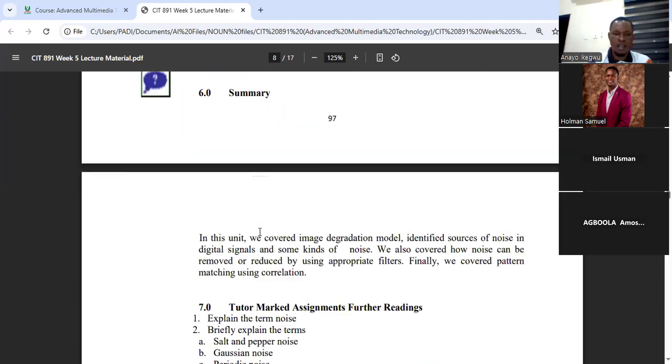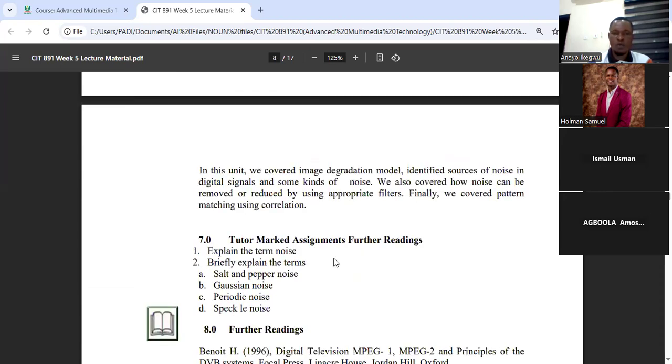In summary, this unit covers the image degradation models, identifies sources of noise, as we have seen, and finally covers pattern matching using correlations.